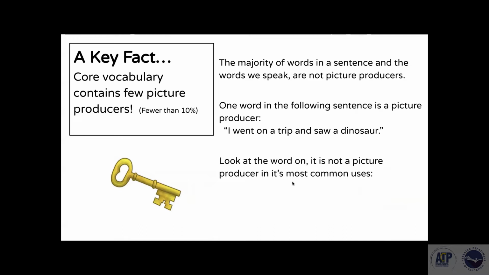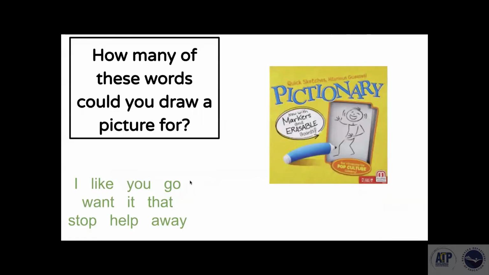Look at the word on. If you want to picture a picture for the word on, even in its most common uses, you can't necessarily just have one picture for that word. For example, if you said, turn it on, or go on, get out of here, or she came on time, they're all a little bit different, and it's really difficult to picture one picture or one visual in your head for that core word.